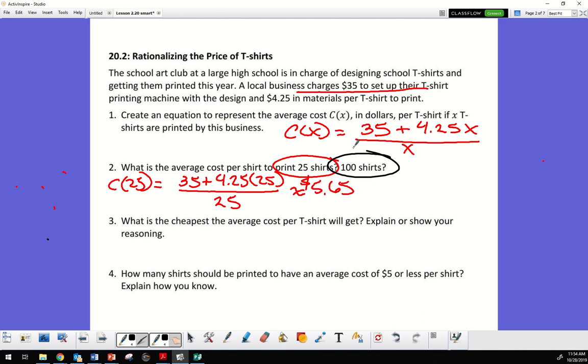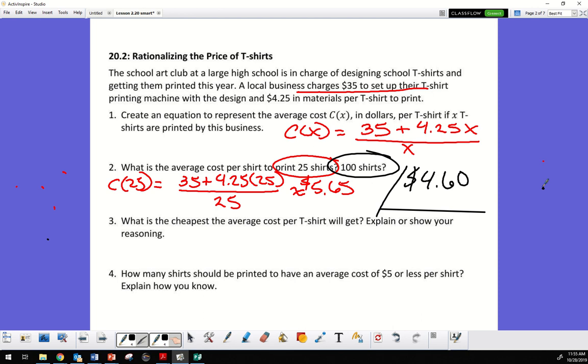So for 100 shirts, if I do this function again, this is going to give me $4.60. There we go. So doing the same thing, just replacing my x value with 100 this time. So what does that tell me from here to here? Very good. The more you buy, the cheaper it's going to get.